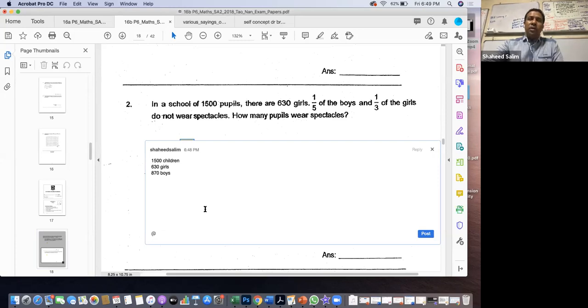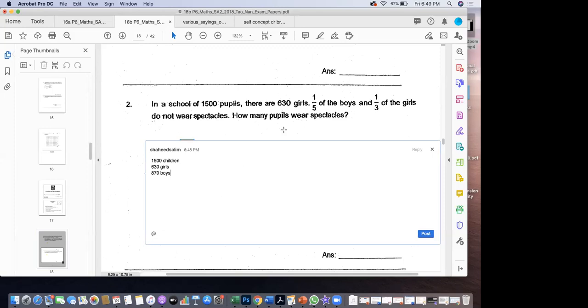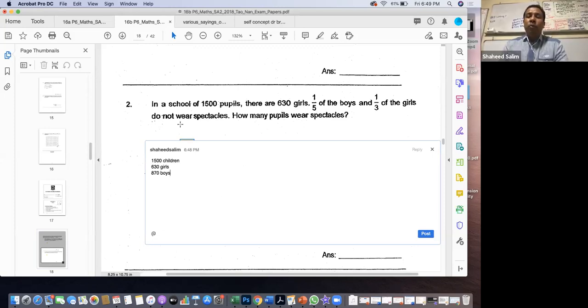Shafika, can you get 1116 now? Yes, sir. So if they say 1/5 of the boys do not wear spectacles, that means 4/5 wear spectacles. So you find what is 4/5 of the boys, which is 870, and you will get 696. And if they say 1/3 of the girls do not wear spectacles, that means 2/3 wear spectacles. So 2/3 of the girls times 630. And what do you get?